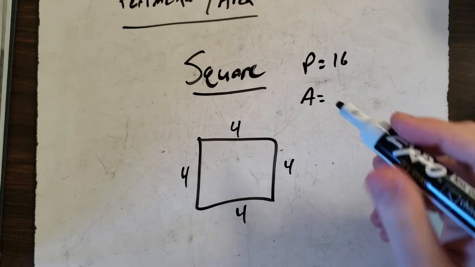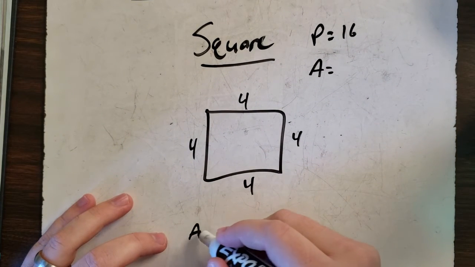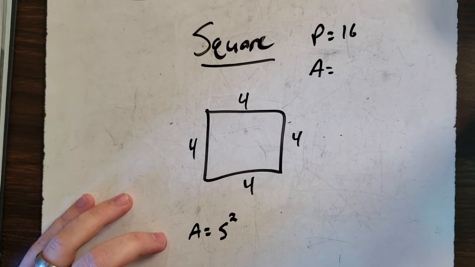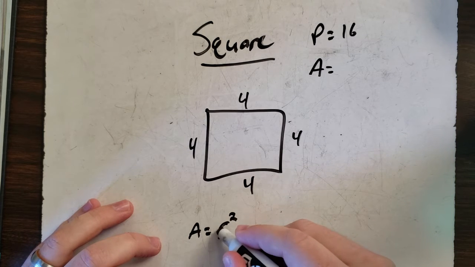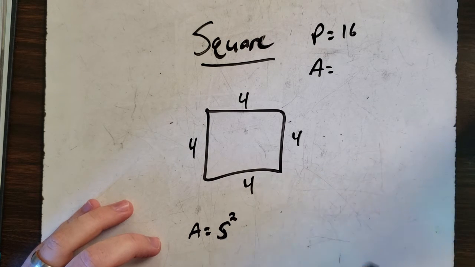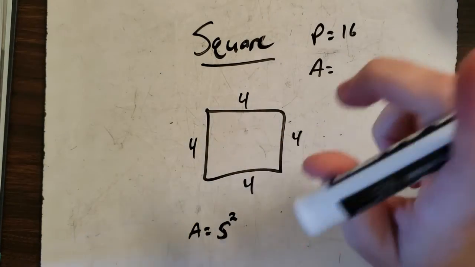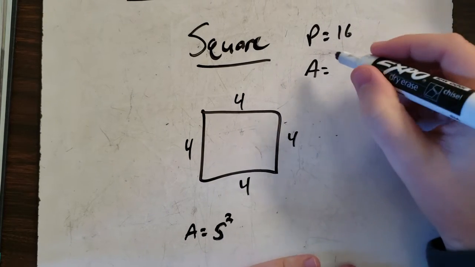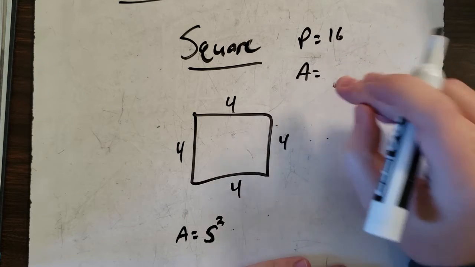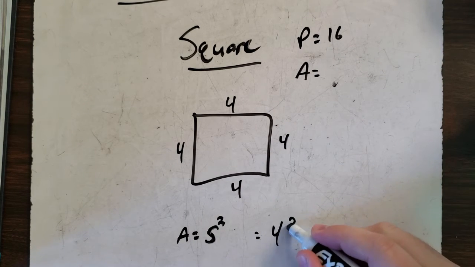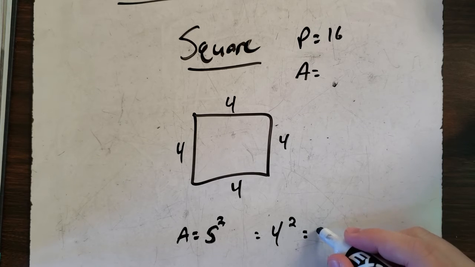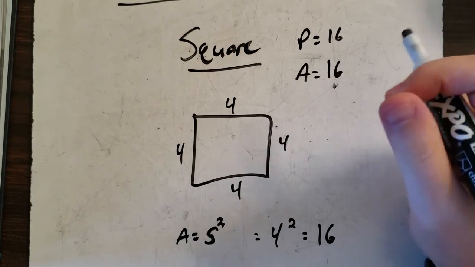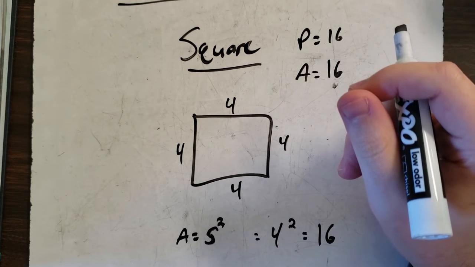Area, your area formula, we'll write this down here. The area of a square is the side squared. So this is an S, not a 5. This is an S. So side squared. Whichever side of your square you pick, it's all the same. So our side is 4, and we square that. So our area would be 4 squared, and 4 squared we know is 16. So in this case, with our square, our perimeter and our area is the same number, because it's all the same on all the sides.